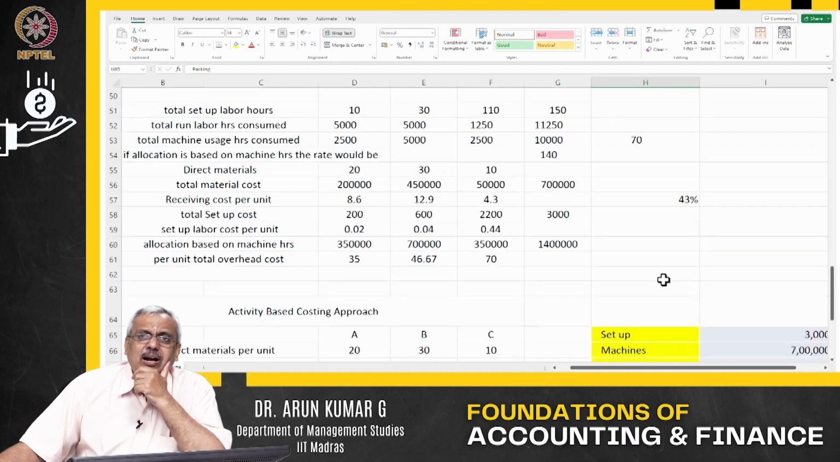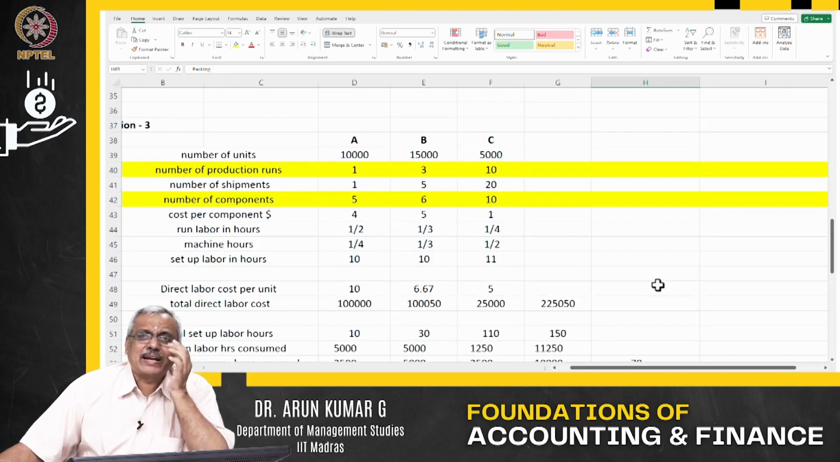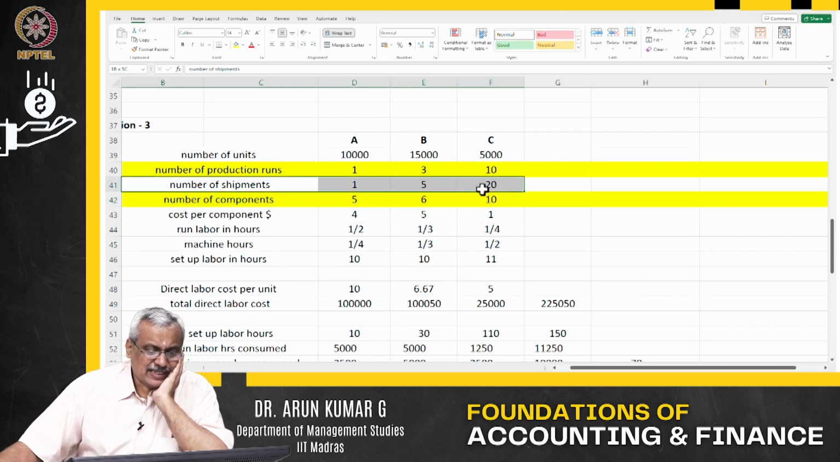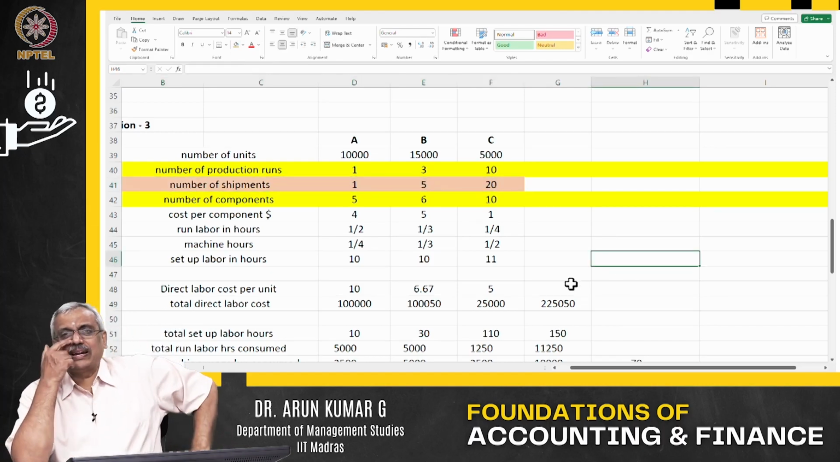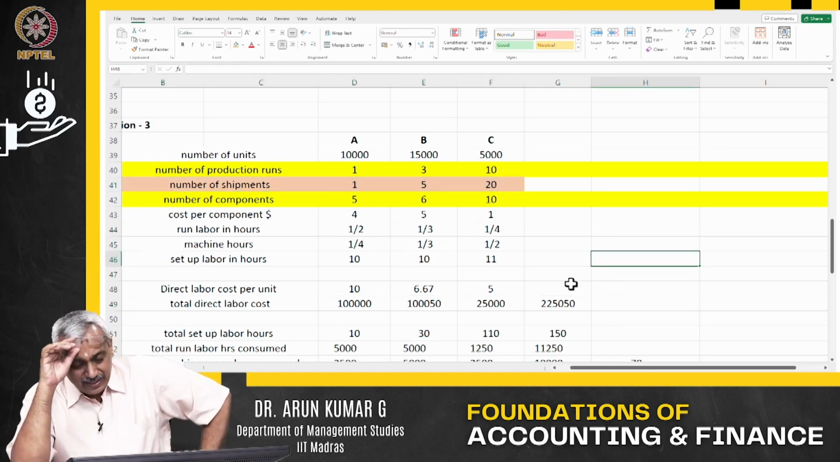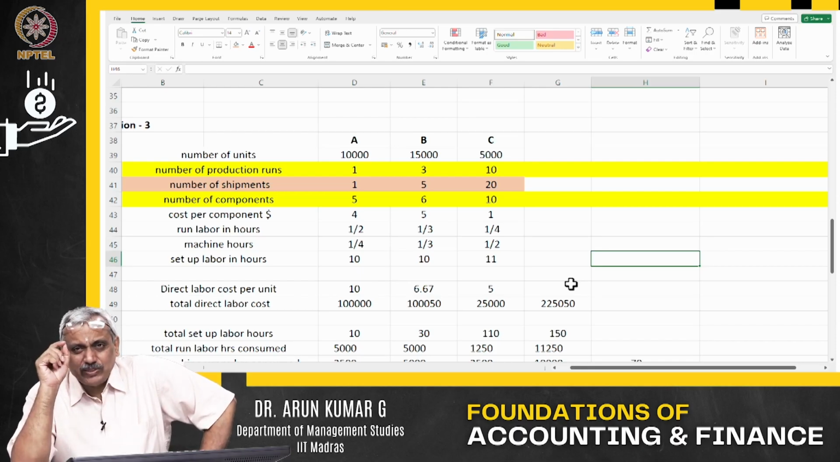Packing is based on what? Now packing is an activity. What is the driver that is making me incur the packing cost? The driver that is making me incur the packing cost is the number of shipments. Please note, in this particular case I am making an assumption. That is, I am not looking at individual packing. If it is individual packing per component, then it is based on the number of components.